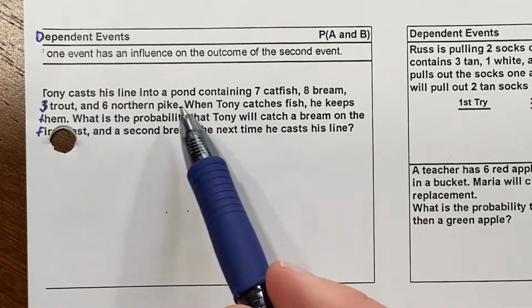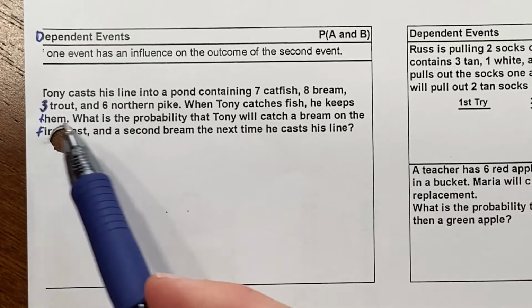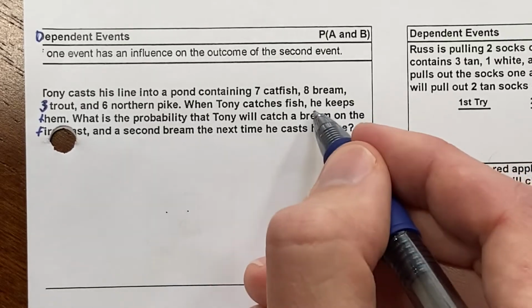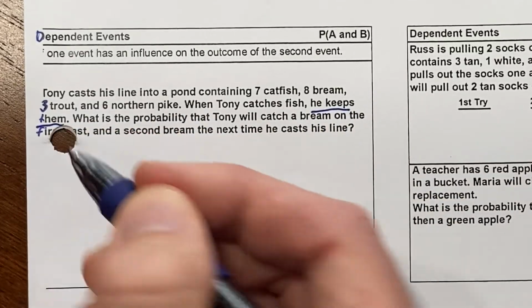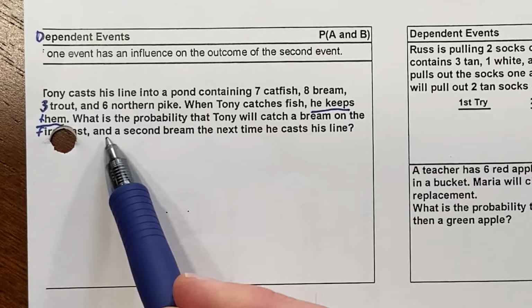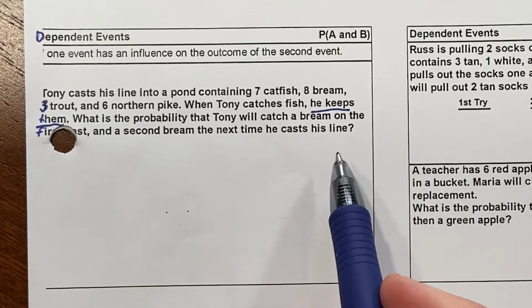Tony casts his line into a pond containing 7 catfish, 8 brim, 3 trout, and 6 northern pike. When Tony catches fish, he keeps them. So he catches the fish, takes them out, says, man, look at this fish, it's so big, and then keeps them out of the pond. What is the probability that Tony will catch a brim on the first cast and a second brim the next time he casts his line?